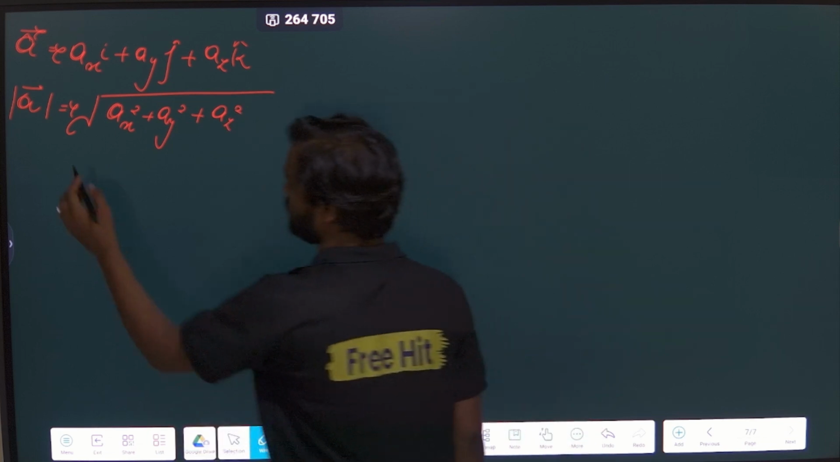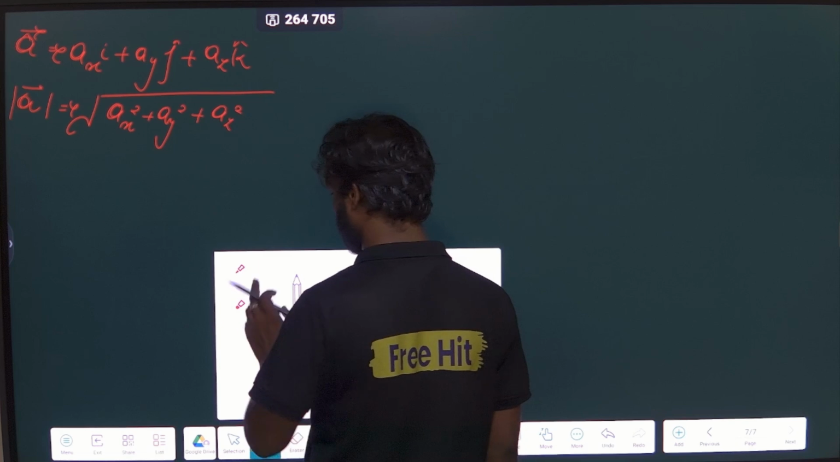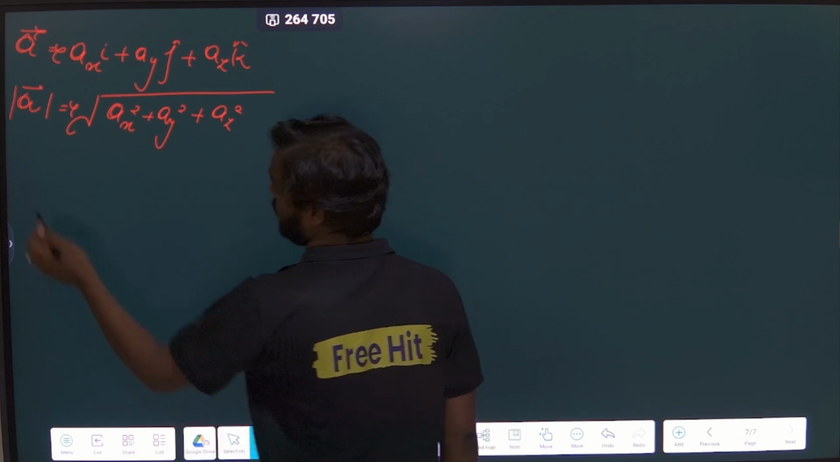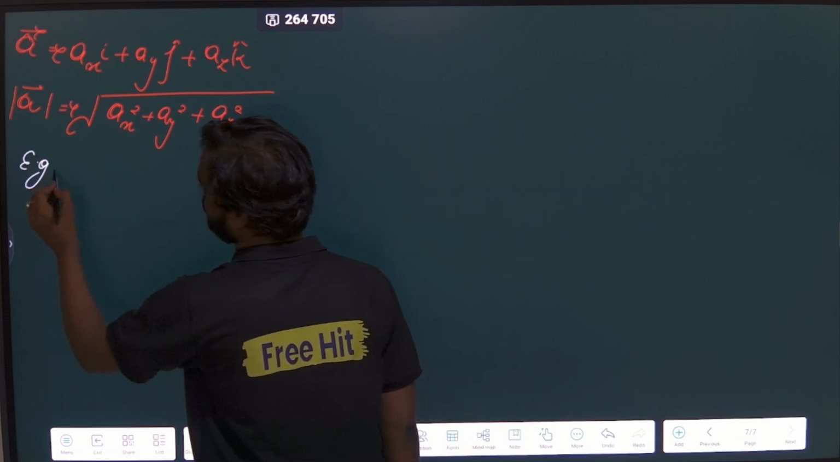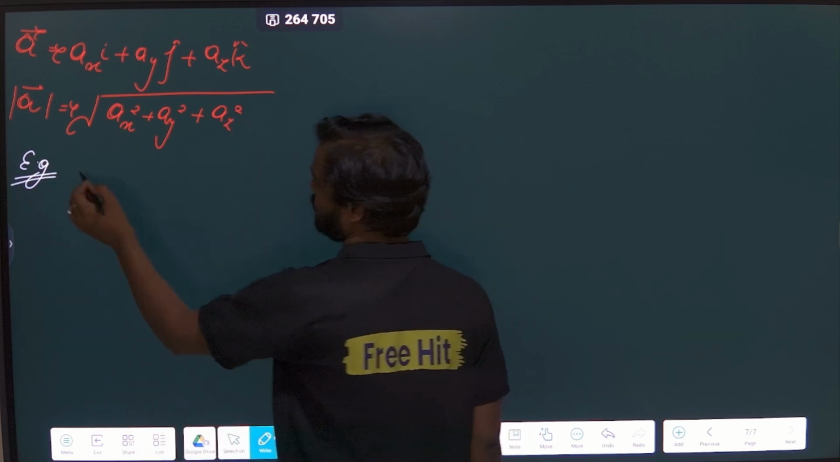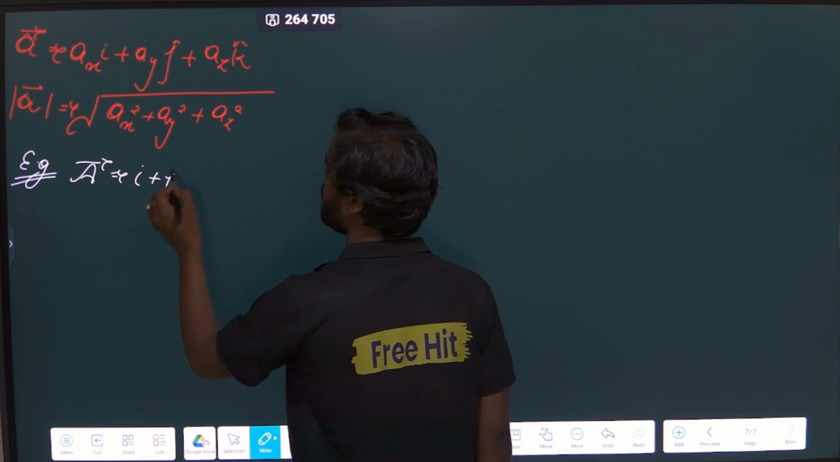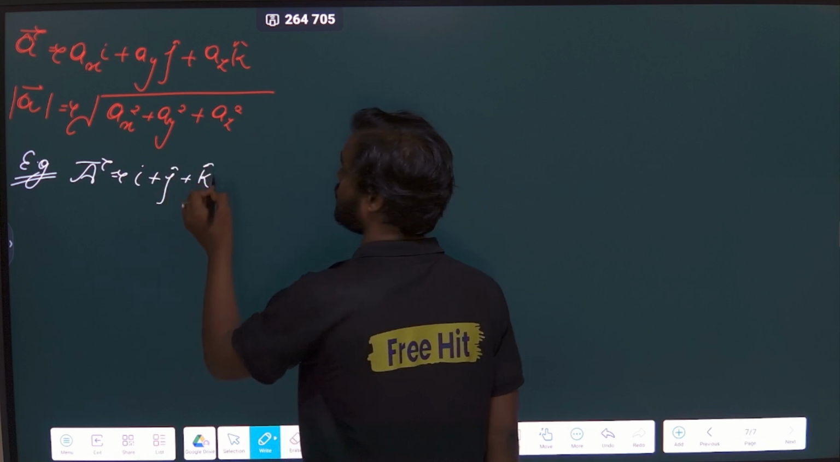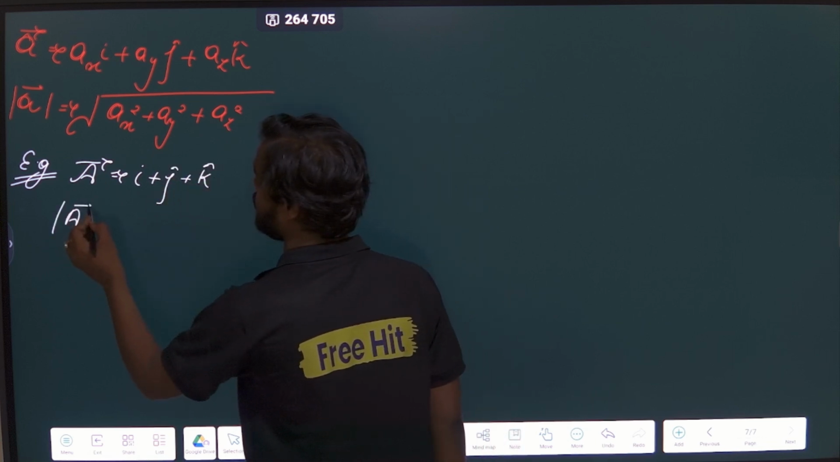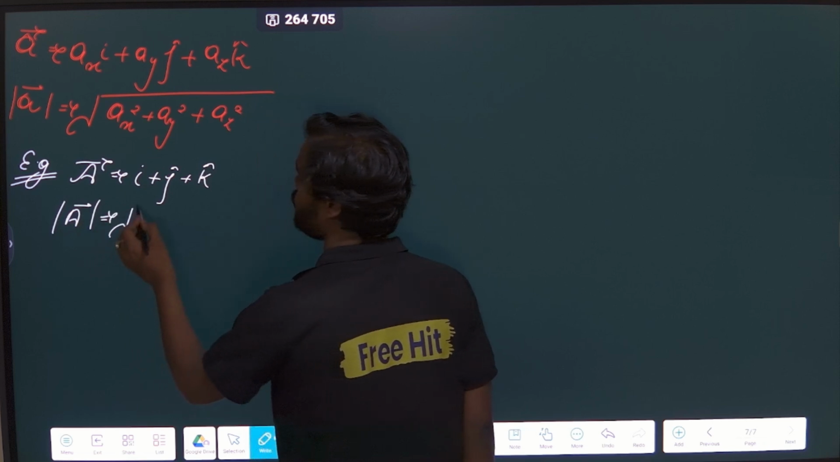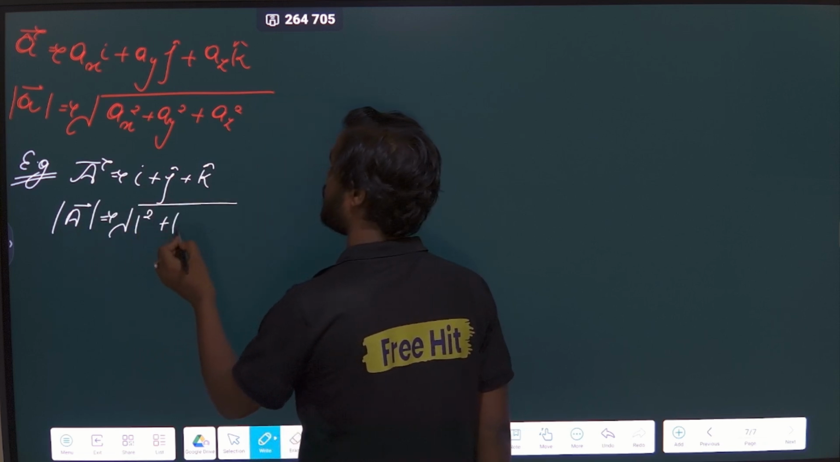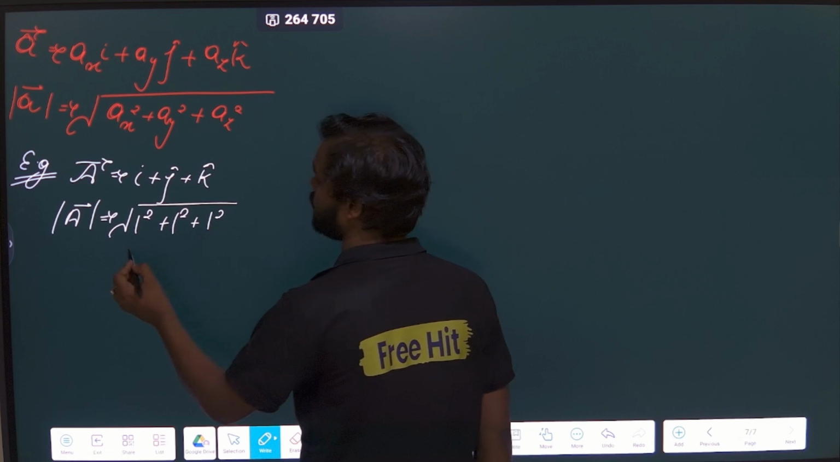For example, let us take one example. Without an example, no one understands anything. Even in my time, I used to learn everything from examples only. Suppose I have a vector as i cap plus j cap plus k cap. So what is my mod of A? My mod of A will be under root of 1 square plus 1 square plus 1 square.